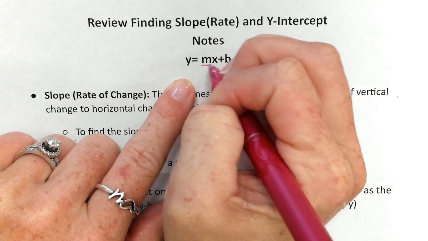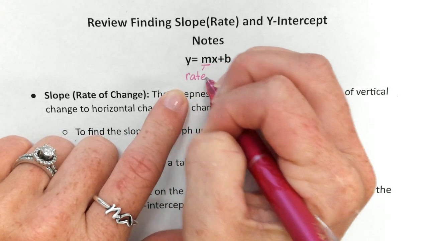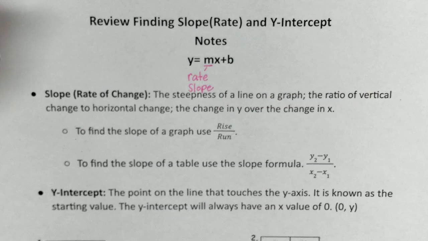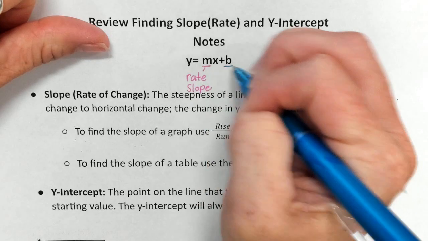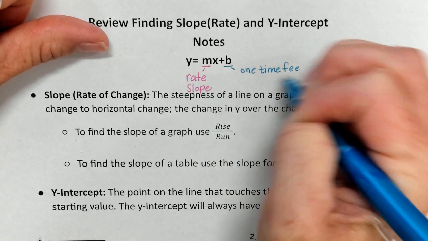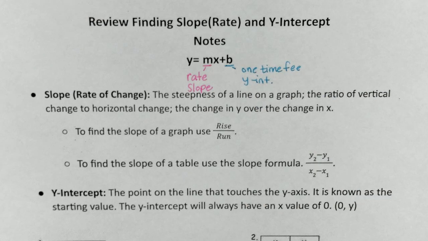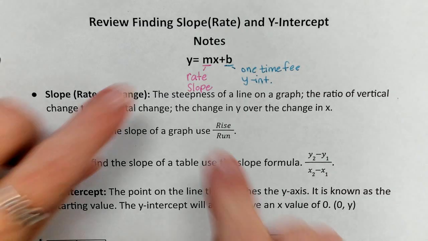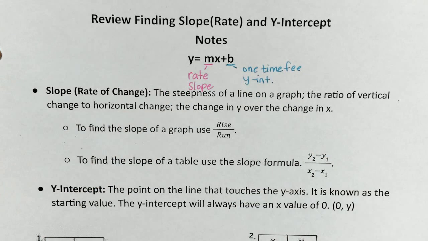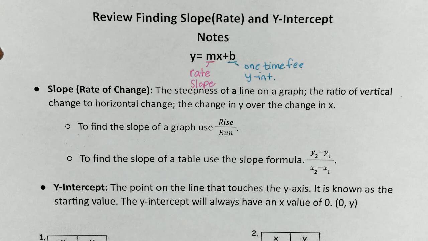What is the m? The rate. What is it also called? The slope. Those two words mean the same thing. What is the b? The one-time b. What else? The y-intercept. This is what we're going to focus on today. We are going to solve for the slope. We're going to solve for the y-intercept, and then we're going to make it an equation by putting it in y equals mx plus b form.